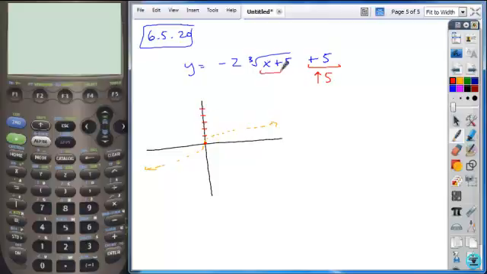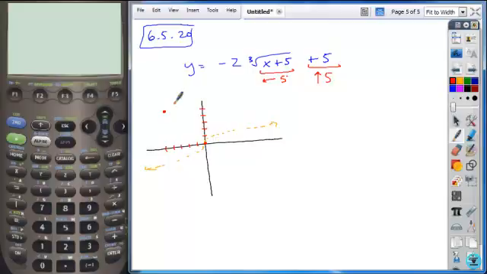Okay, inside your function is the horizontal shift. The shift that occurs is the value of x that would give you a 0 inside that function. So what value of x would give you a 0 in here? So negative is to the left, so it's left 5 is your horizontal shift. So 1, 2, 3, 4, 5. So this point gets shifted up 5 and over 5. So we can plot that point.